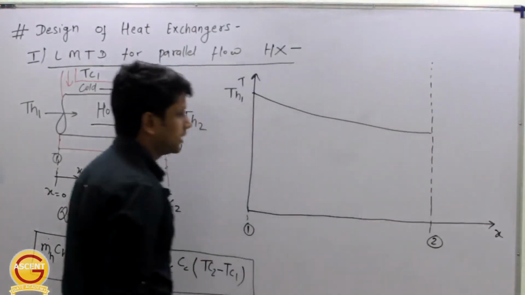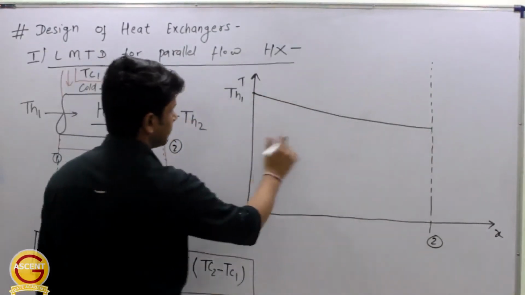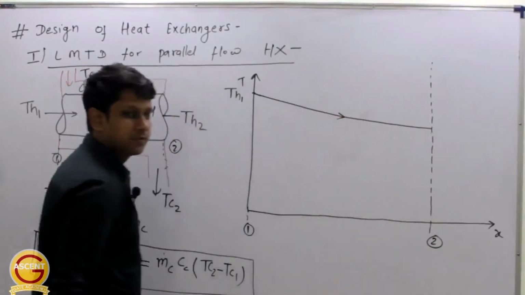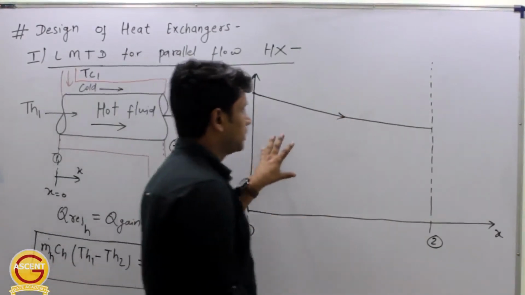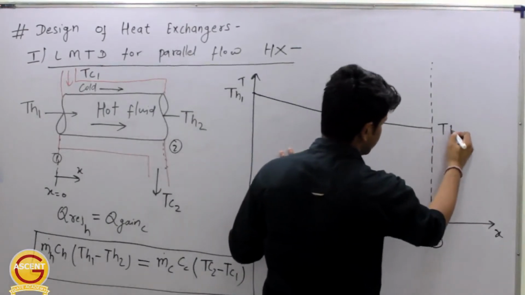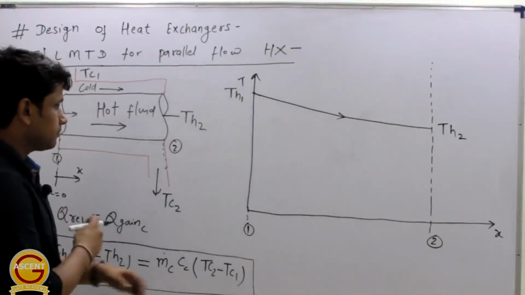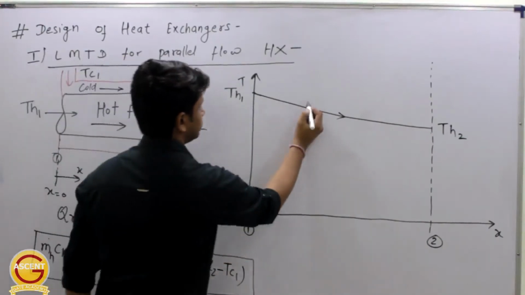So it will be something like this. Okay, right. So this is the variation of temperature, and in this direction the flow is occurring. And what will be the temperature at this location? Location 2, it will be TH2, correct? So this is for hot fluid.